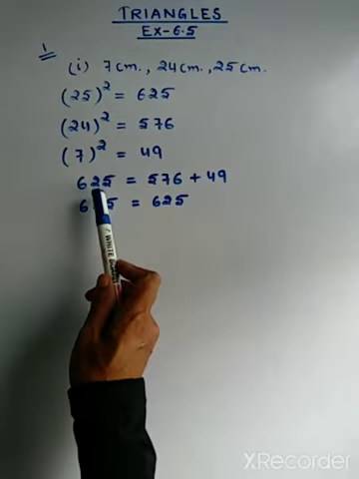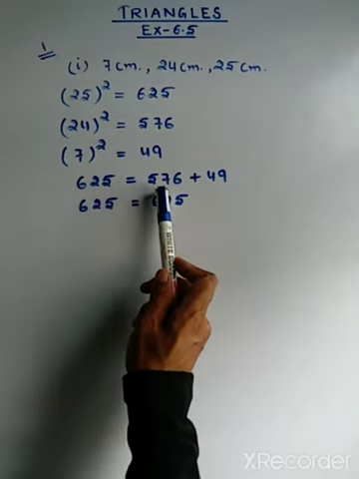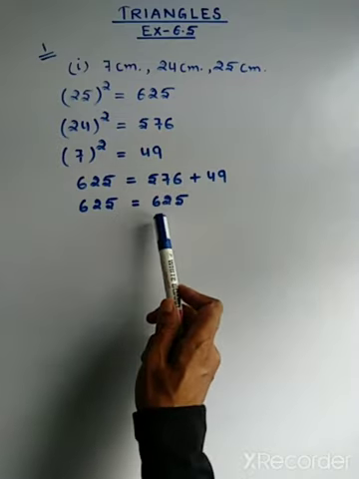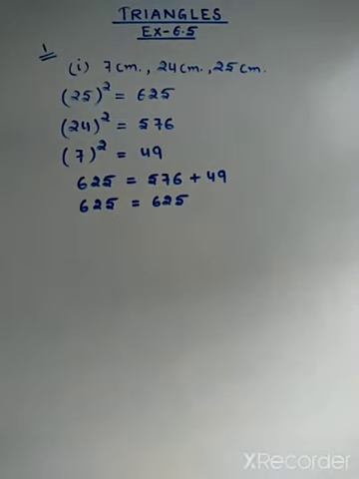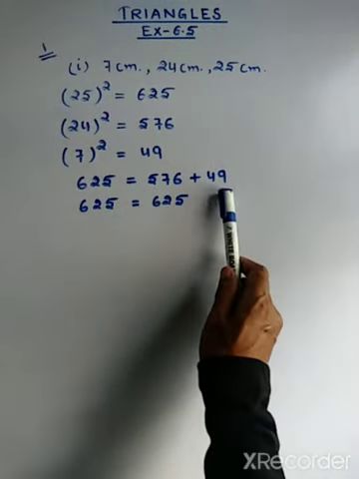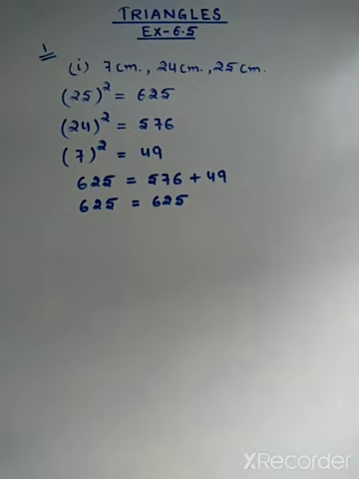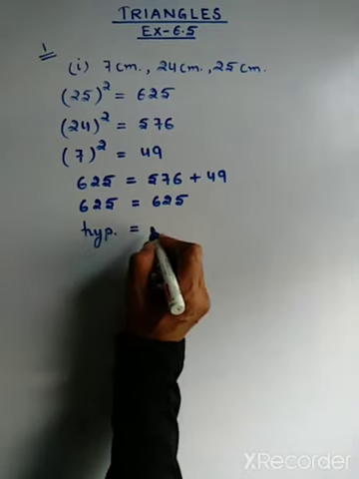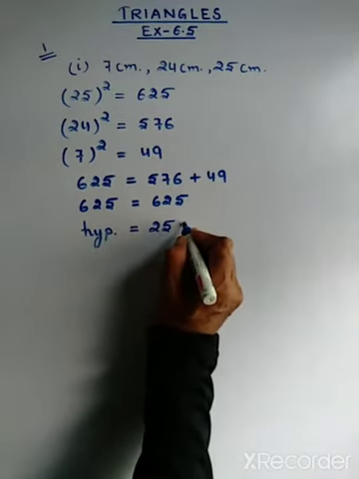So square of longest side is equal to sum of the squares of other two sides. 576 plus 49 equals 625. So if the square of longest side is equal to sum of the squares of other two sides, then the triangle is a right angle triangle and its hypotenuse will be 25 centimeter.